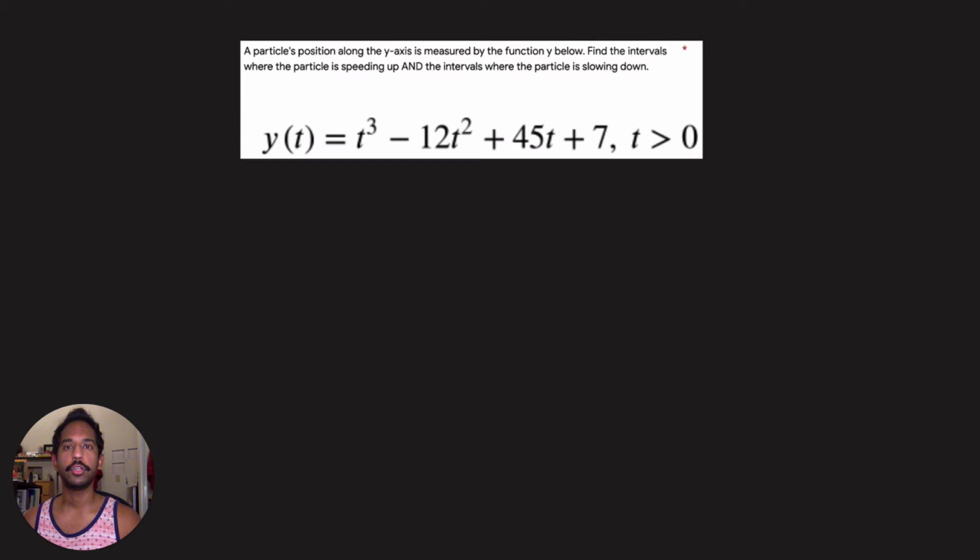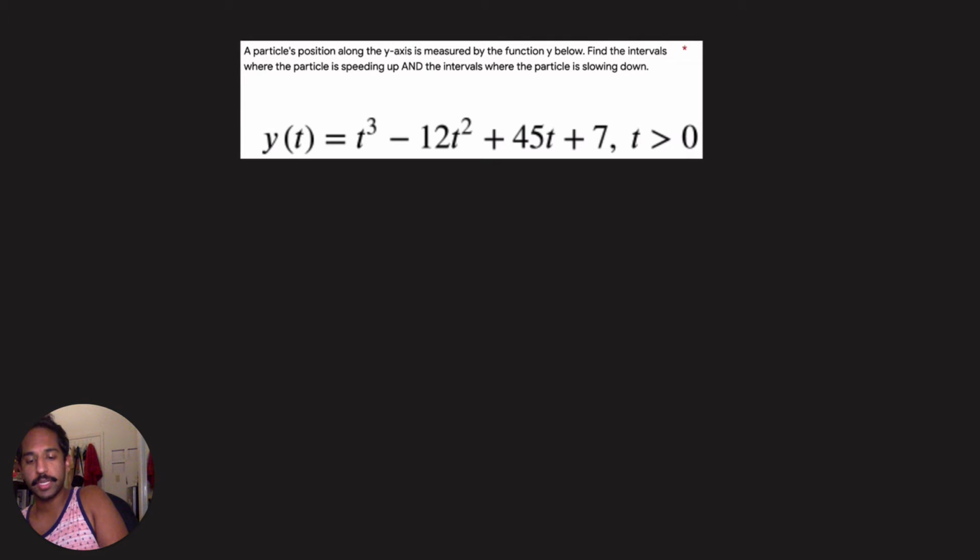We're told that a particle's position along the y-axis is measured by this function y below. And then we're asked to find where the particle is speeding up and where the particle is slowing down. So we have to prove where both of those are happening. Now, one thing that I think it's important to note is what do we even need to look for if we're trying to find speeding up and slowing down?